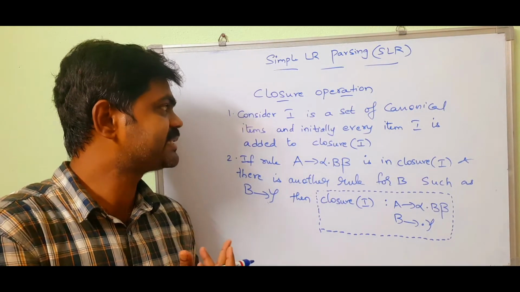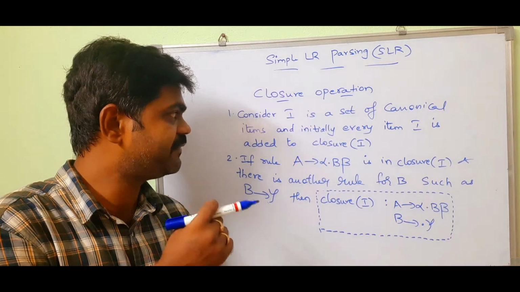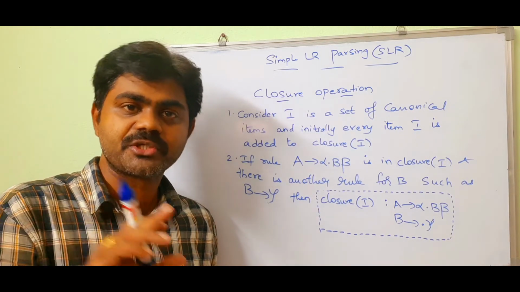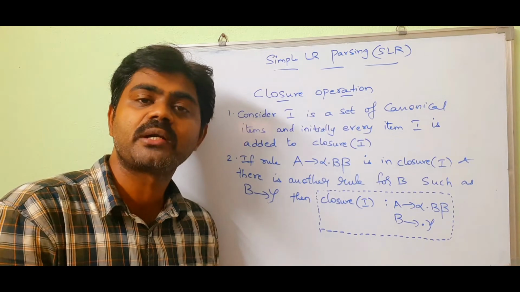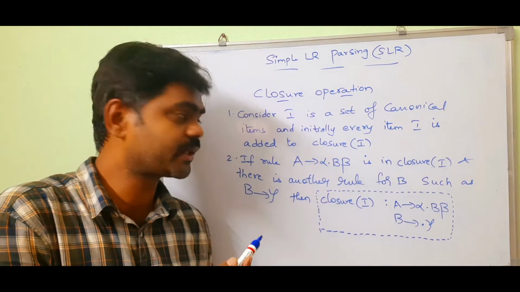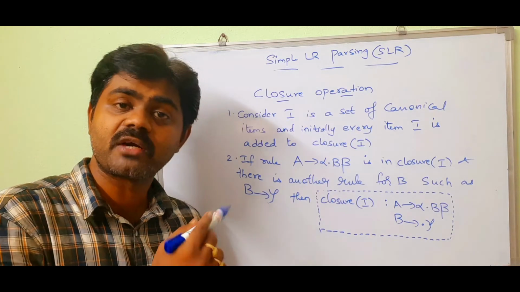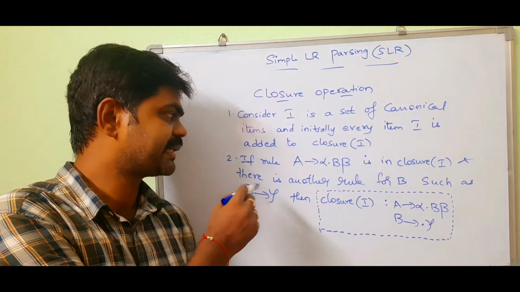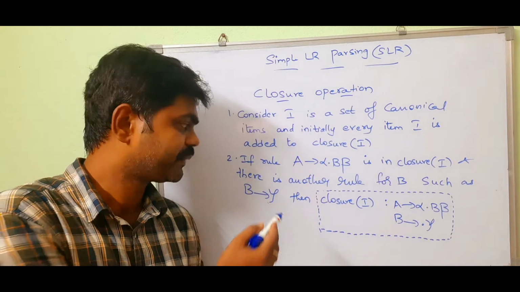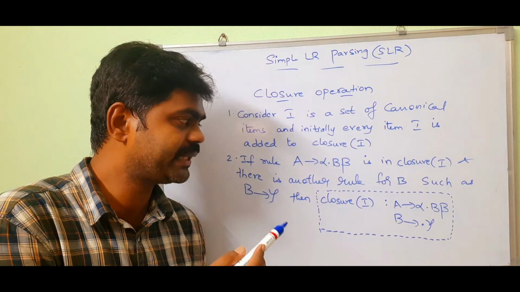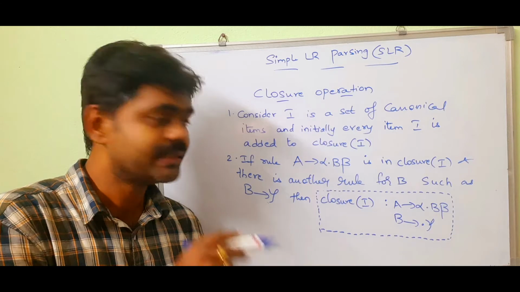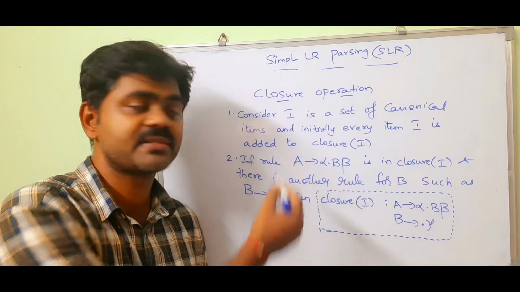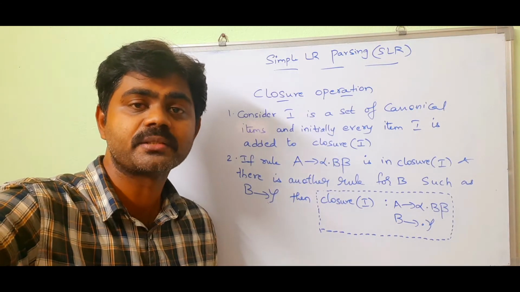If I is a set of canonical items, initially every item of I is added to closure of I. If there is a rule A tends to alpha dot B beta in closure of I, and there is another rule for B such that B tends to gamma, then closure of I equals A tends to alpha dot B beta and B tends to dot gamma. Okay. If you solve a problem, it is easier to understand than just saying it. Now we'll see the closure operation.